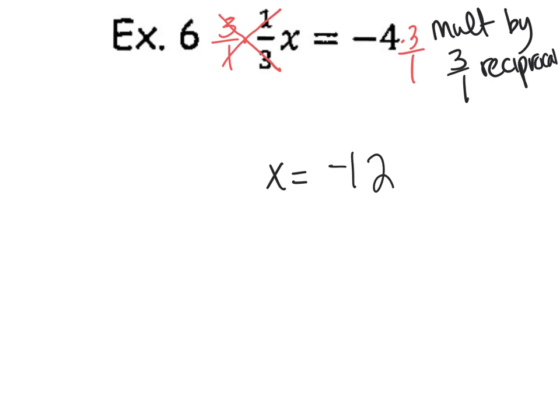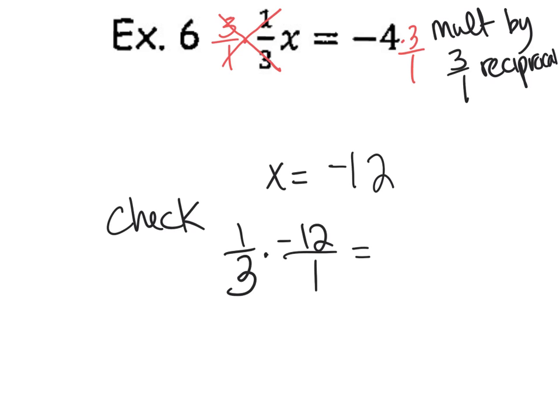My check means break -12 into 3 parts. You'd have a -4, a -4, and a -4. Okay? Cross simplify. 3 goes into 12 4 times. It'd look like that.